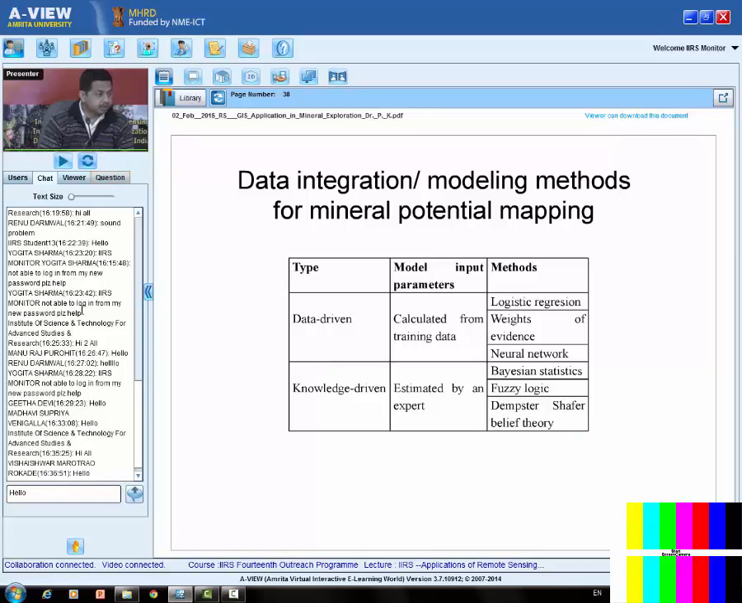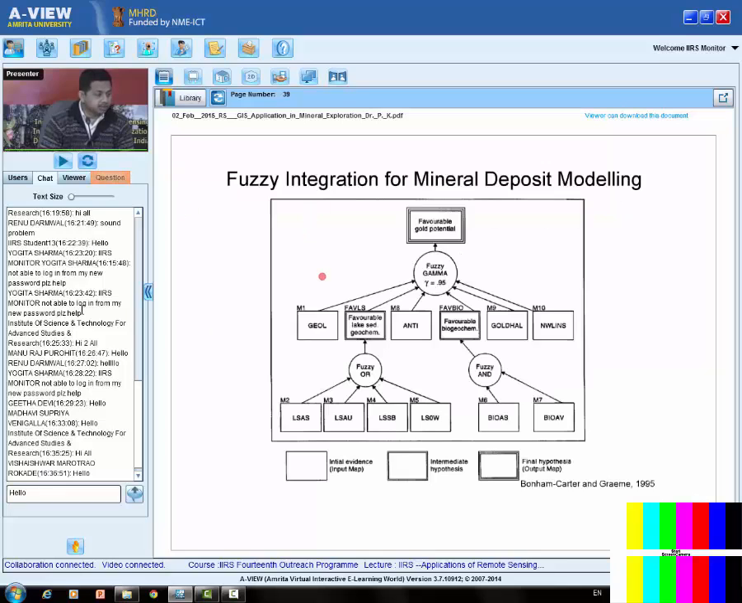I'll show you one example of how fuzzy logic is used. This is how the fuzzy integration has been done using the fuzzy gamma operator or the fuzzy OR operator. Using fuzzy logic, the parameter layers like the geology, the favorable geochemistry, the anticline, and the biogeochemistry, gold deposits and all, have been combined together to find out the probable areas. All the layers have been integrated using fuzzy OR and fuzzy AND, and finally they are also combined together. We'll see the result.